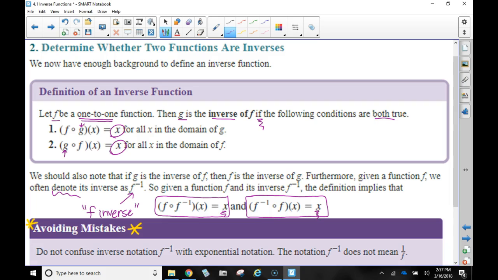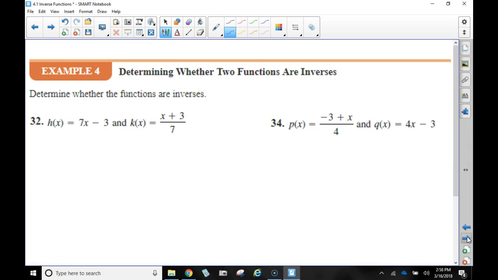In the purple box on avoiding mistakes, do not confuse the inverse notation. Remember, we read that as f inverse, not with exponential notation. Don't call it f to the negative first power. The notation f to the negative first power does not act like the reciprocal. That's not how we're going to find an inverse.